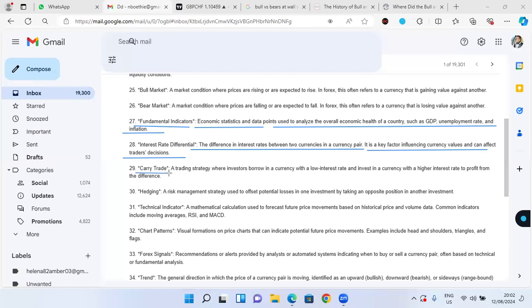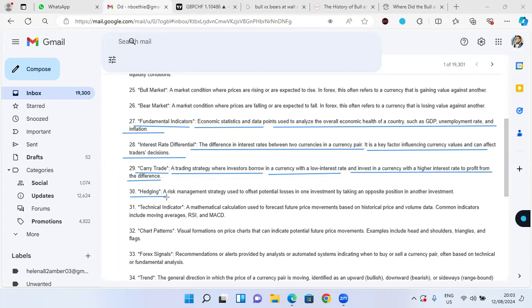Carry trade, it's a trading strategy where investors borrow in a currency with low interest rate and invest in a currency with a high interest rate to profit from the difference. Basically, it's the opposite of swap. You want to borrow when there's low interest rate, you go and invest somewhere with high return. It's a carry trade, okay?